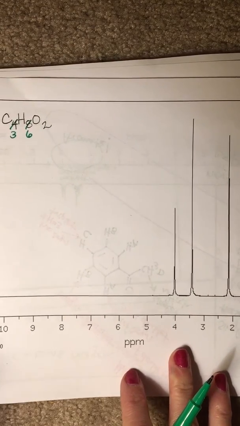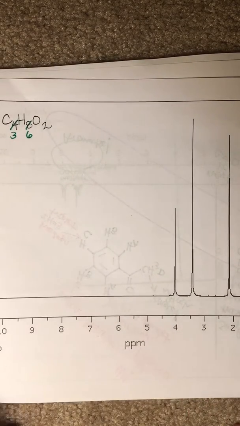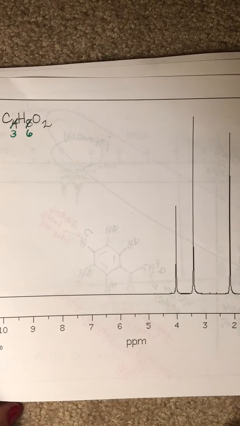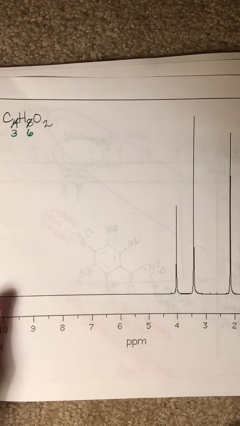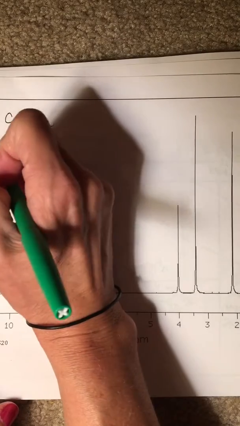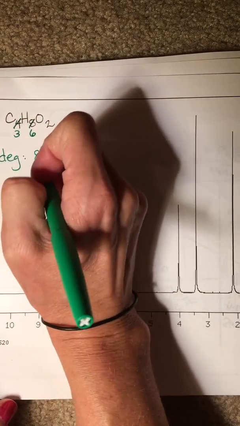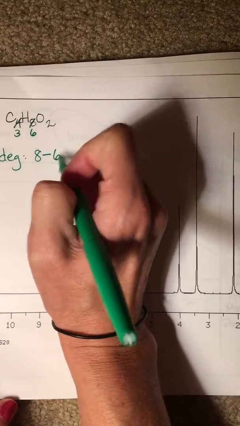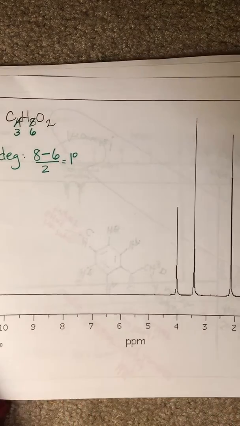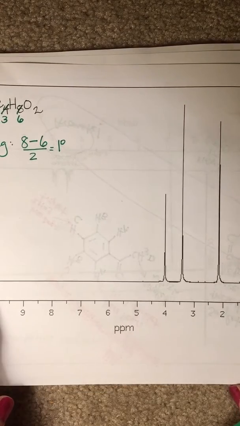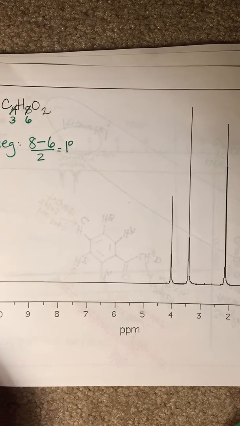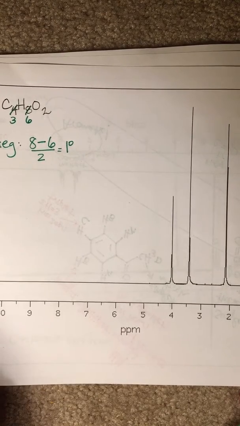Okay, so calculating our degrees of unsaturation. An alkane with 3 carbons would have 2N plus 2 hydrogens. So 2 times 3 is 6, 6 plus 2 is 8. So for our degrees, we've got 8 minus the 6 that we have. Oxygen has no effect. Divide by 2, that gives us 1 degree. Now thinking about what 1 degree means, a double bond or a ring, we only have 3 carbons. A ring is not very stable, although not impossible.